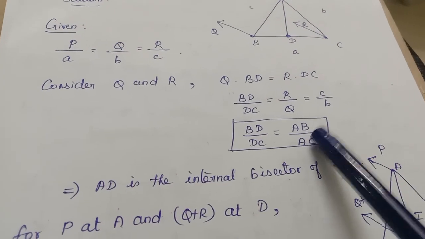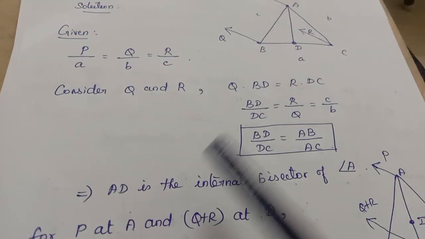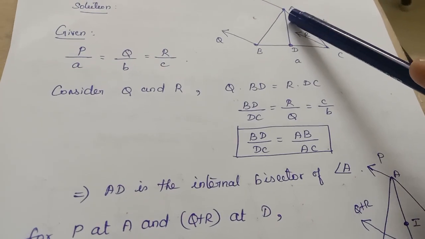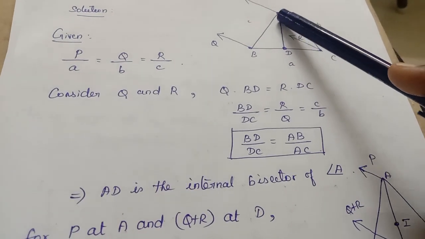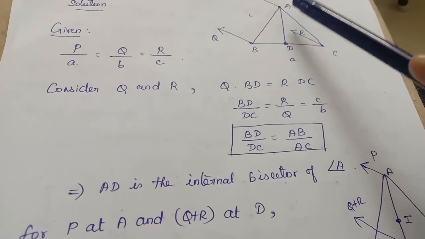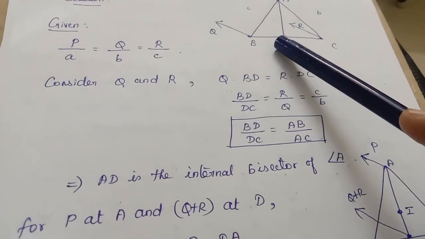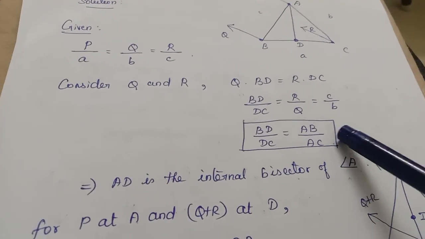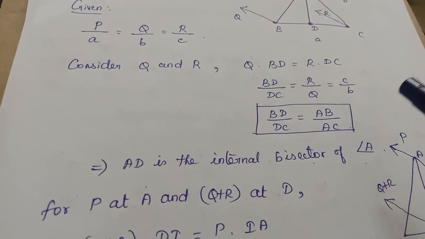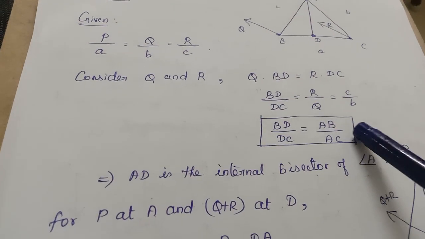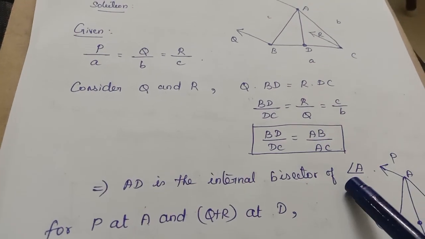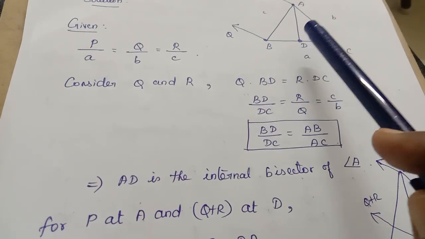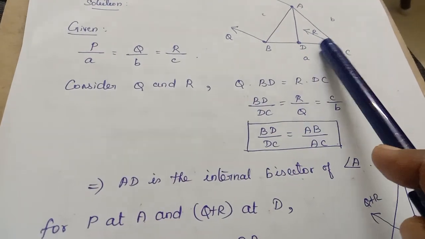This is the result when you have AD as the internal bisector of angle A. When this AD is the internal bisector of angle A, then only you will get this result, that is BD by DC equals AB by AC. These are standard results that you have to remember in mechanics for doing problems. So this is the property of the internal bisector of angle A. So I have combined two forces and found the point where the resultant of these two forces acts.